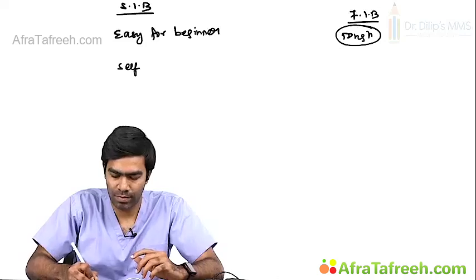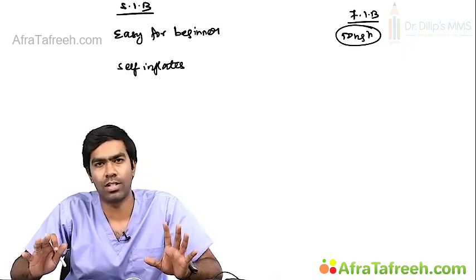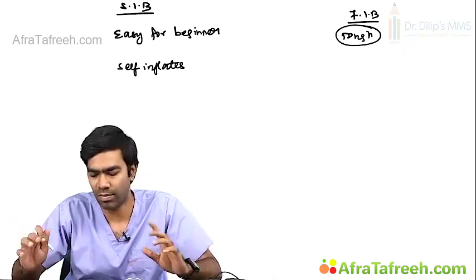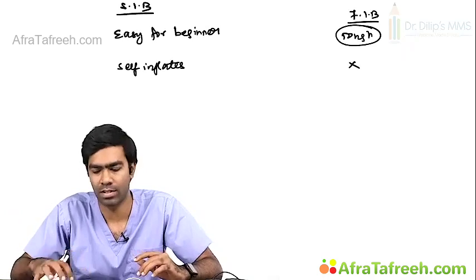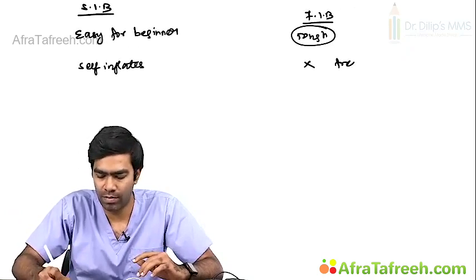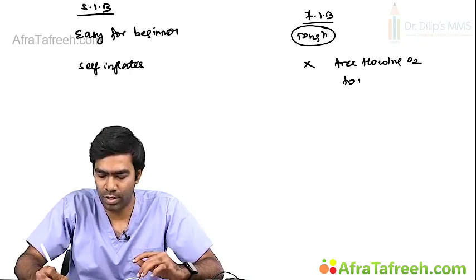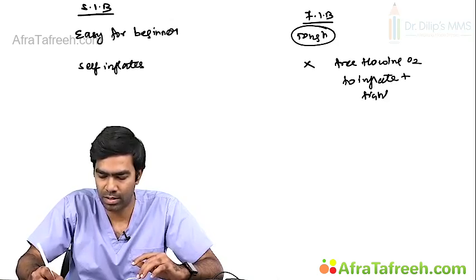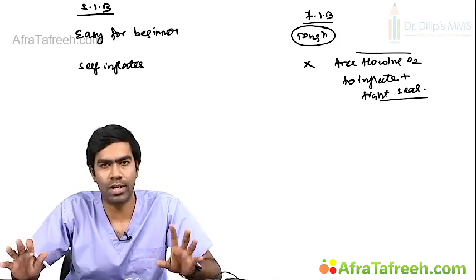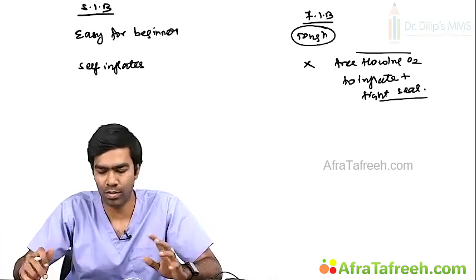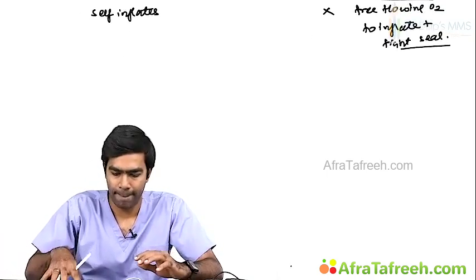Next, the self-inflating bag self-inflates. Even if no oxygen is connected, just room air is enough, it just self-inflates automatically. The flow inflating bag never self-inflates. You need free-flowing oxygen to inflate the bag. Plus, at the same time, you need a tight seal of the mask. So then only you will get the good inflation. Otherwise, you will not get a good inflation. Okay.